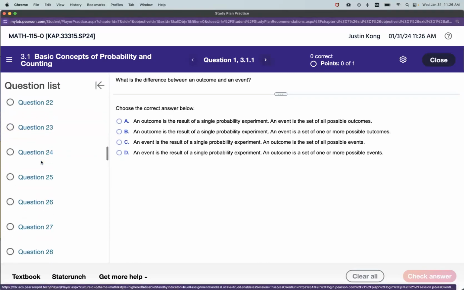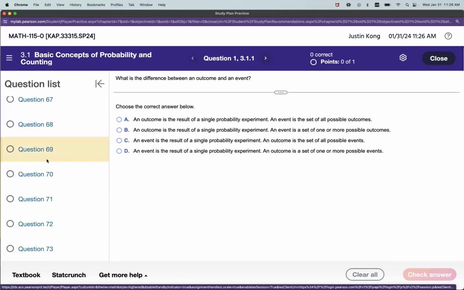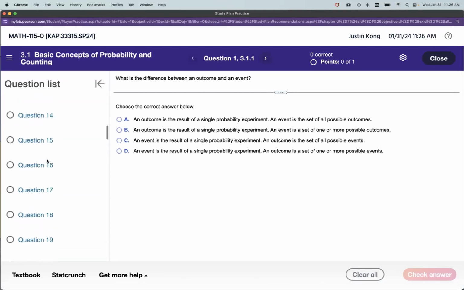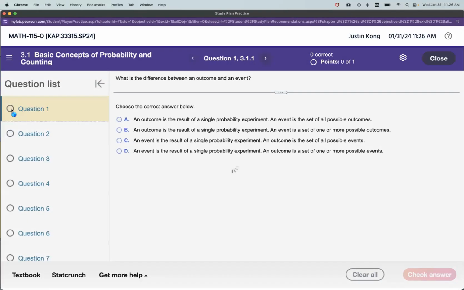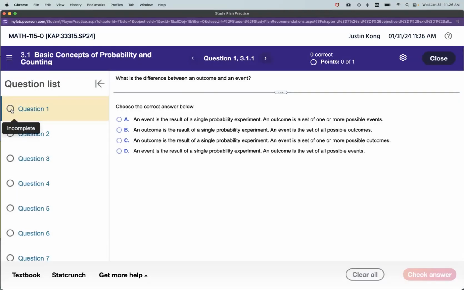All right, guys, here we are. This is 3.1 now, and there's a bunch of questions, 70 questions. So this time we're going to do the first question, and then we'll start doing multiples of 10, just for some random practice unless I get some specific questions.